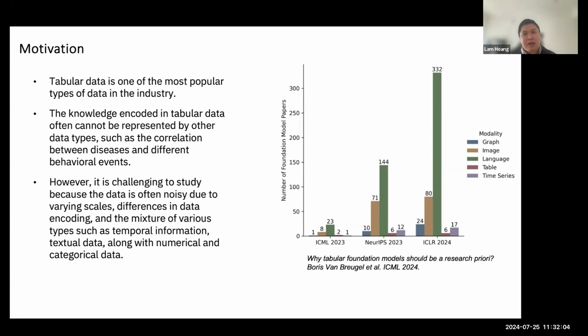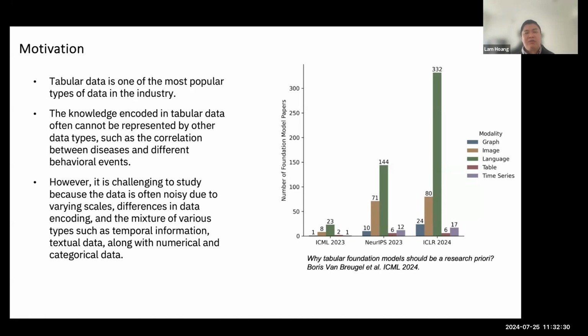And a foundational model trained on images and text, I'm not sure that it can learn this kind of knowledge. Basically, we need to look at additional data to train the model to learn this type of knowledge. And so far, this field is very underrepresented, mostly due to the fact that the data is very noisy. It's very challenging to deal with this type of data.